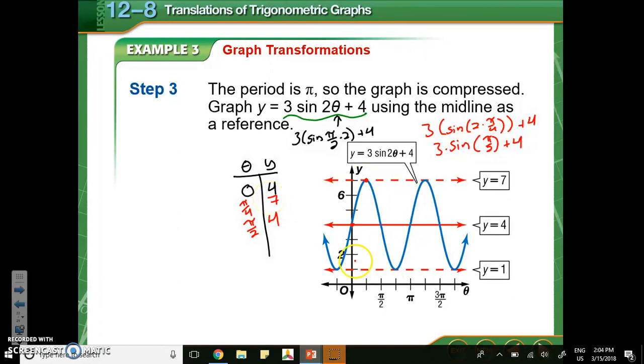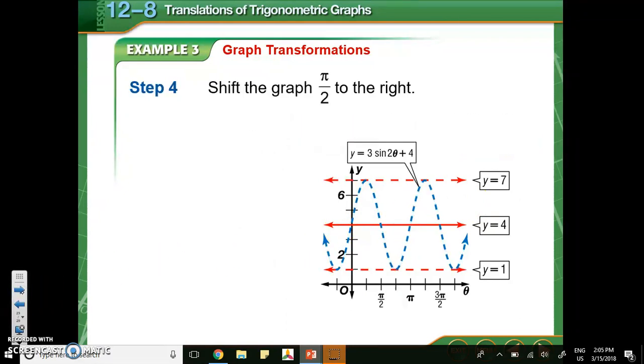And then I keep going. When I plug in 3 pi over 2, actually I mean 3 pi over 4, because I want to plug in this point right here, 3 pi over 4. When I plug that in, I actually end up with 1, my minimum. And then I head back up and I hit my midline again, and then I hit 7. Okay? So if you're not sure how to graph it, you can plug in points. Basically what's happening is we're taking our original sine function and compressing it into 180 degrees, so everything's getting cut in half horizontally.